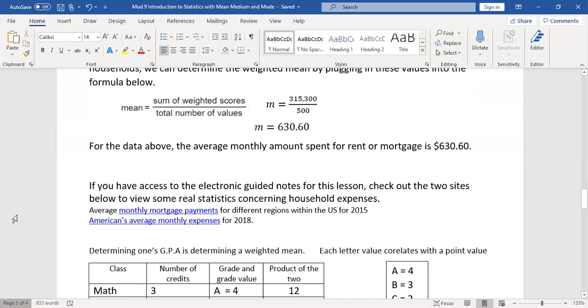If you have access to the electronic guided notes for this lesson, check out the two sites below to view some real statistics concerning household expenses.